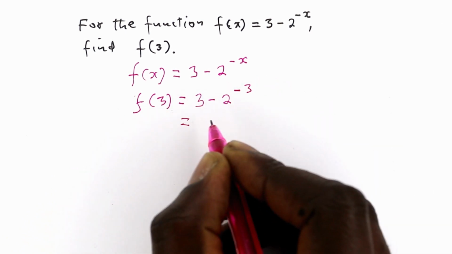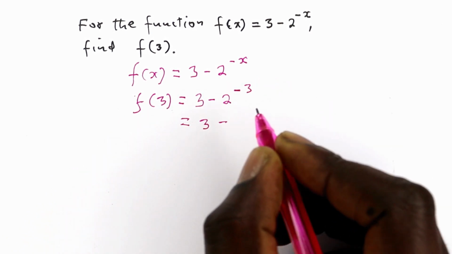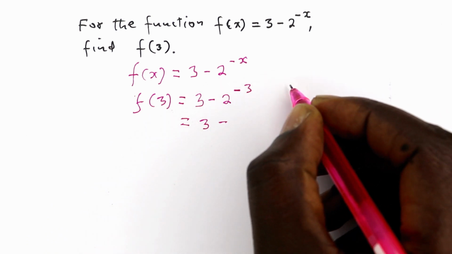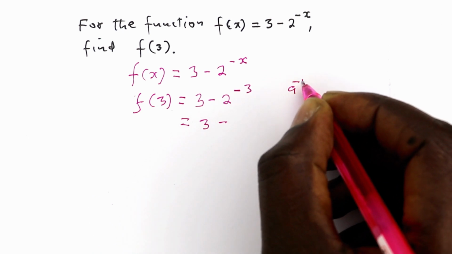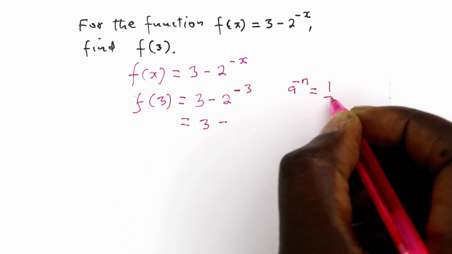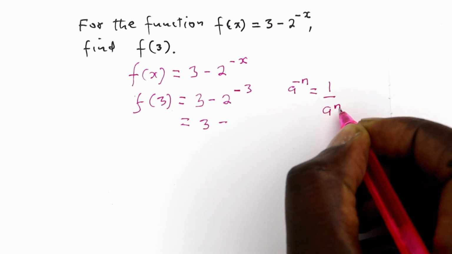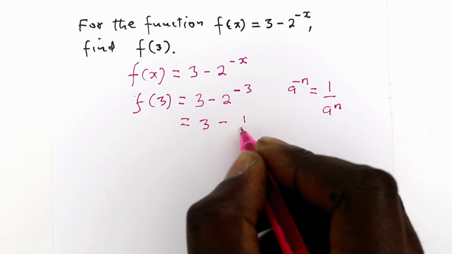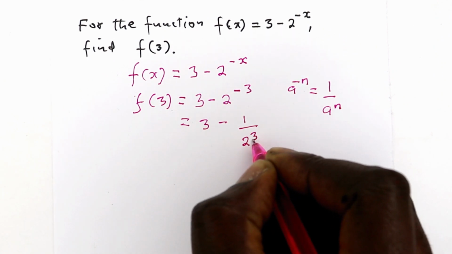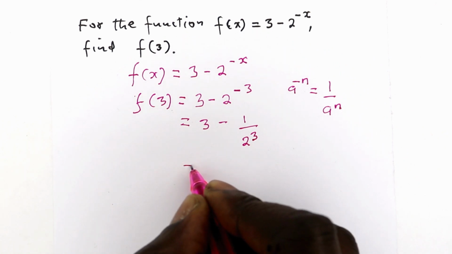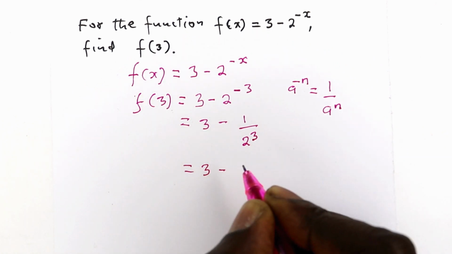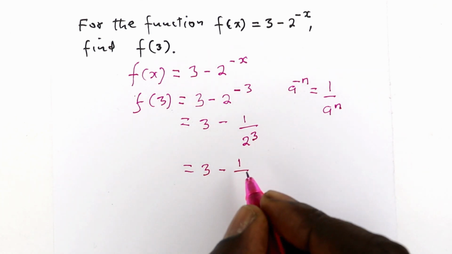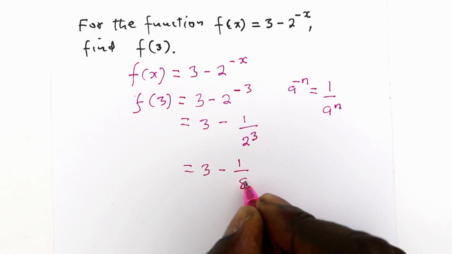So that is going to be 3 minus, you can write this using the laws of indices, that is a number a raised to a negative power is the same as 1 over that number raised to the positive power. So we can write this as 1 over 2 raised to power 3. Okay, so that will be 3 minus 1 over 2 raised to power 3, which is the same as 8.